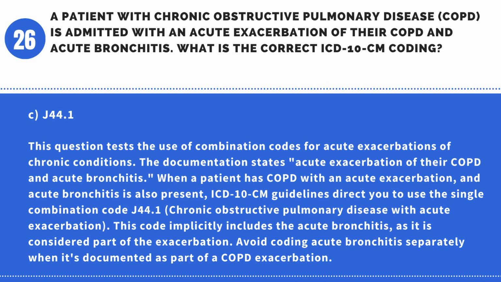J44.1. This question tests the use of combination codes for acute exacerbations of chronic conditions. The documentation states acute exacerbation of their COPD and acute bronchitis. When a patient has COPD with an acute exacerbation and acute bronchitis is also present, ICD-10-CM guidelines direct you to use the single combination code J44.1, chronic obstructive pulmonary disease with acute exacerbation. This code implicitly includes the acute bronchitis, as it is considered part of the exacerbation. Avoid coding acute bronchitis separately when it's documented as part of a COPD exacerbation.